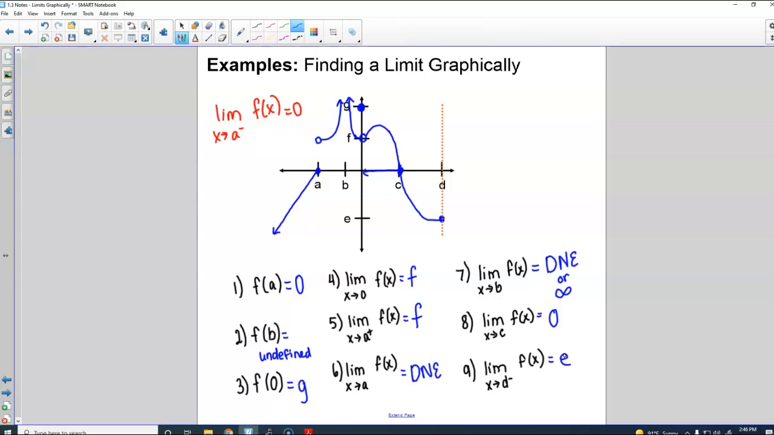Some of these might look like they sort of fall in between. Just go with what looks closest there.